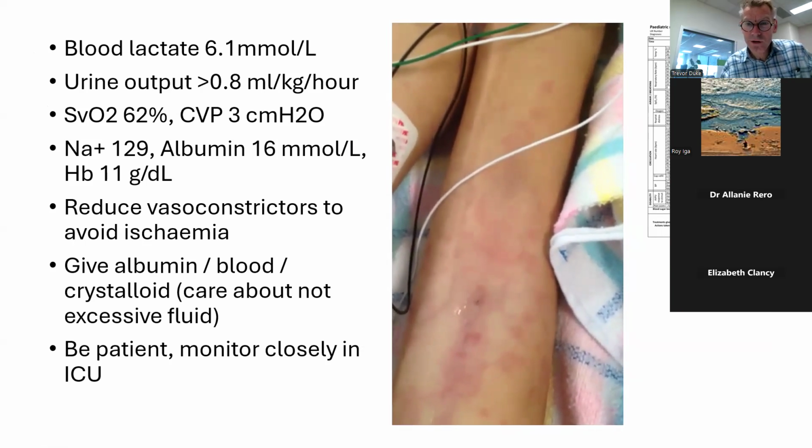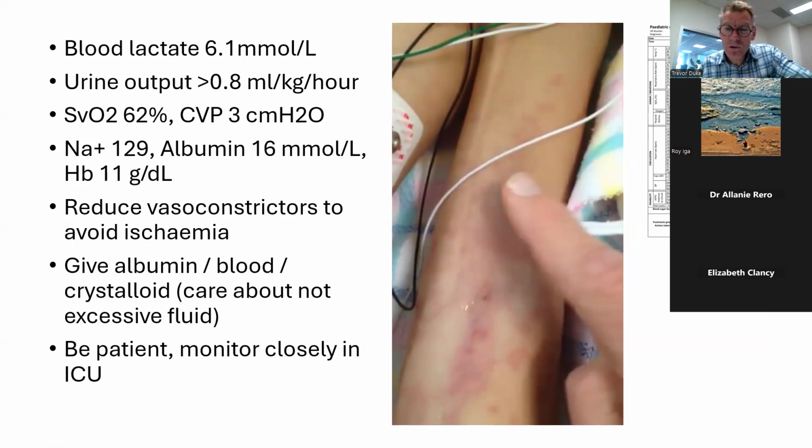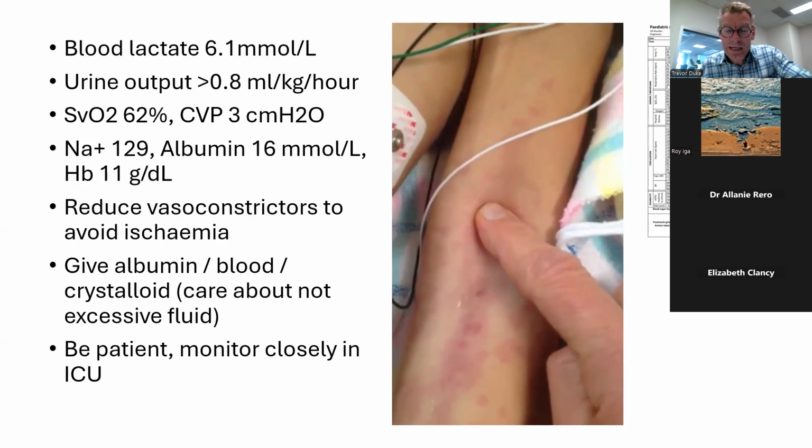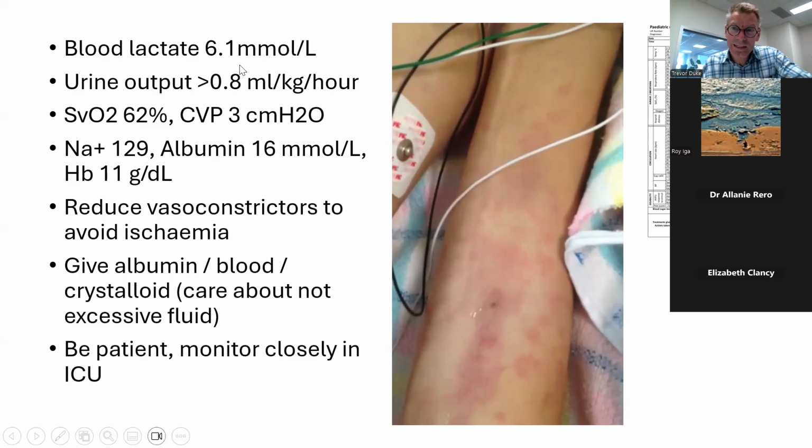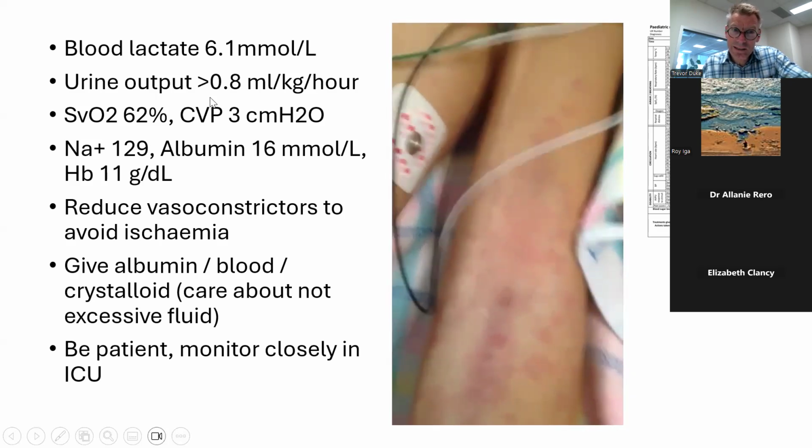It's quite slow, and she looks quite pale and cold and shut down. Her blood lactate was 6, so again, a high lactate. Her urine output was still okay. Her venous saturation was 62. Remember, I said if it's less than 60, you're in trouble.